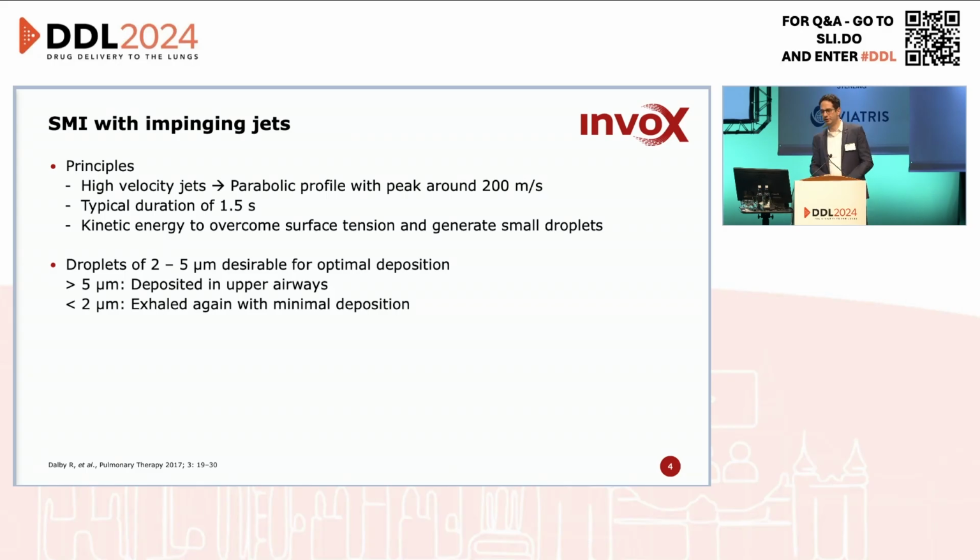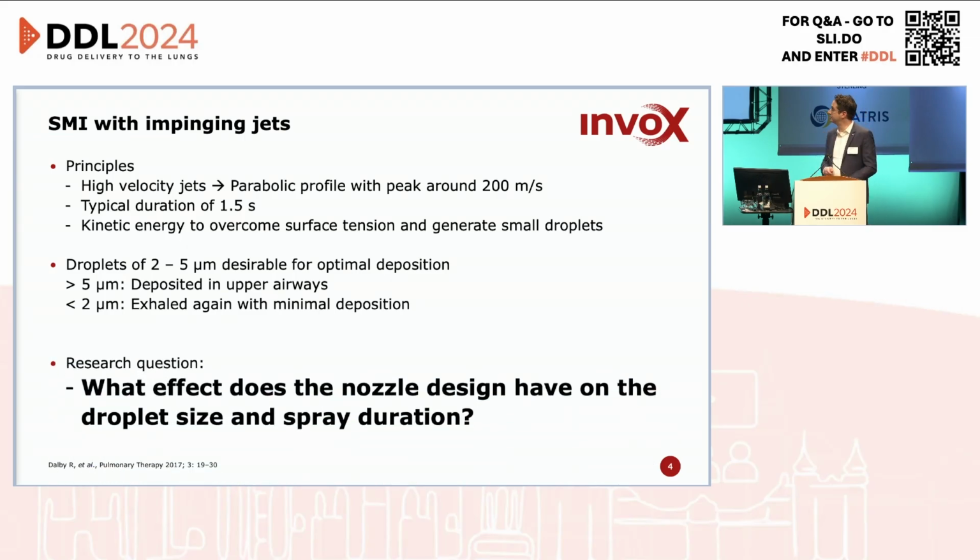For optimal delivery in the deepest area, the alveoli of the lung, we need droplets of about 2 to 5 micrometers. If they're larger, they will be deposited in the upper airways. If they're smaller, they might be exhaled again with minimal deposition. So therefore, our question: what effect does the nozzle design have on the droplet size and the spray duration?